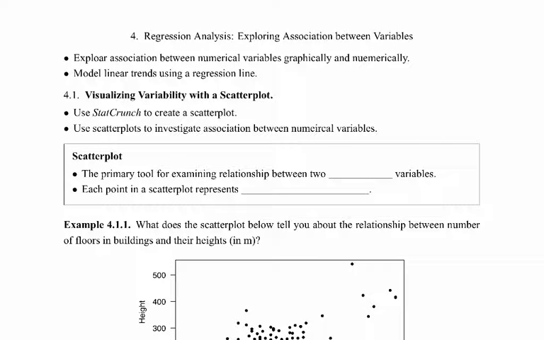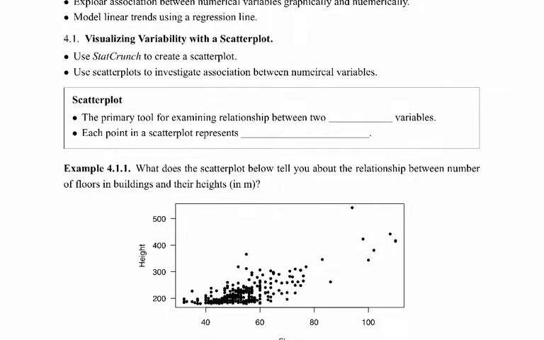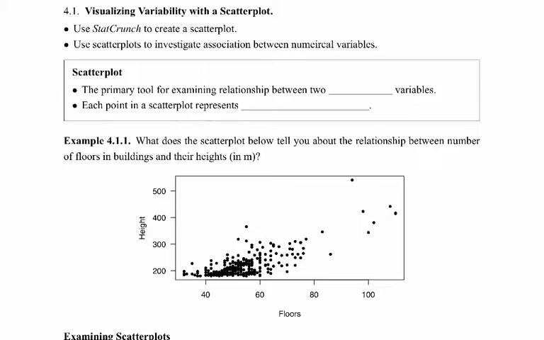We're going to start Chapter 4, and Chapter 4 is all about regression analysis. We're looking at mostly regression lines, and regression lines give us a way to compare two numerical variables. So 4.1, we're starting with a topic called scatter plots, and the name of this section is Visualizing Variability with Scatter Plots. We're going to use StatCrunch to create scatter plots, so we're not going to have to worry about doing that by hand, and we'll see some examples of that later on.